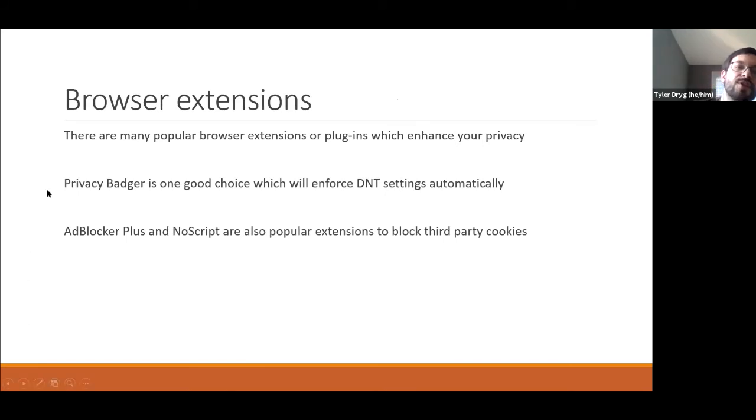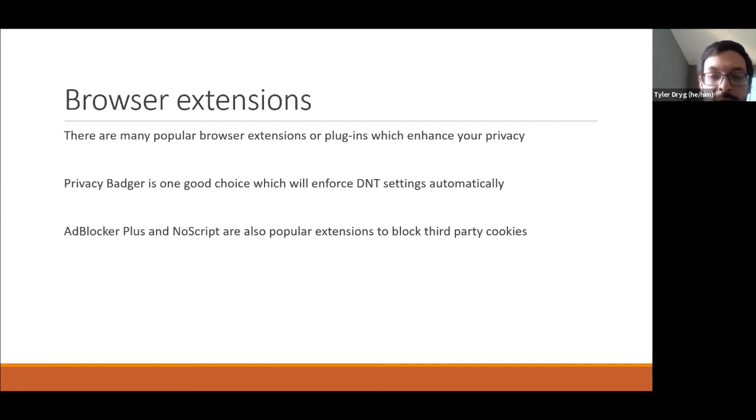Another option that you have besides clearing your cookies and managing which data you share with your browser is something called a browser extension. These also might be called plugins based on which browser you're using. There are a lot of extensions out there that are designed to protect your online privacy. The one that I use is called Privacy Badger. I like it because it automatically enables the do not track settings on whichever website you go to, so you don't have to do it manually.